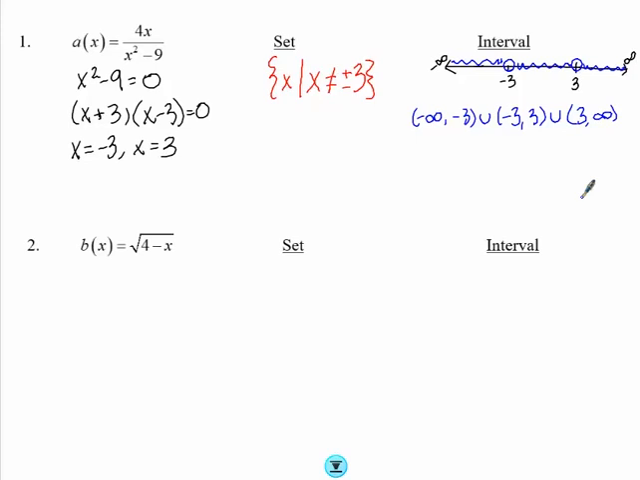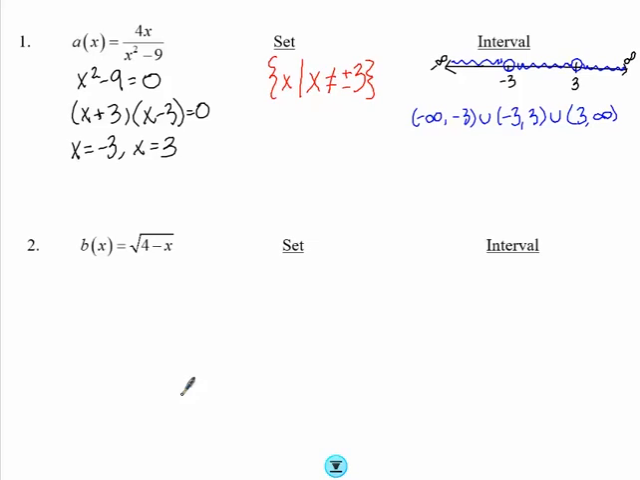So you can choose whether you prefer set notation or interval notation. That is your personal opinion, but in some circumstances, set notation might be more efficient. In other situations, interval notation might be more efficient. Let's take a look at the next example.